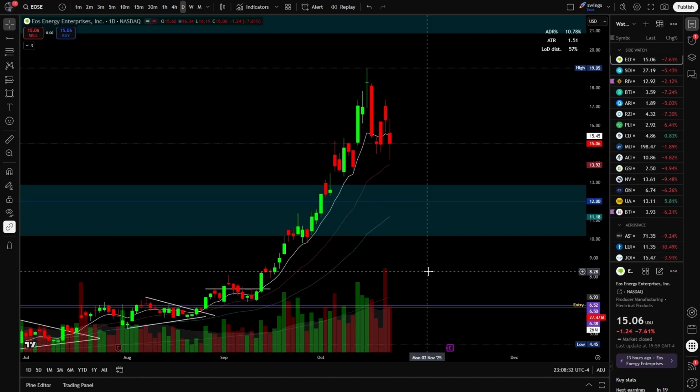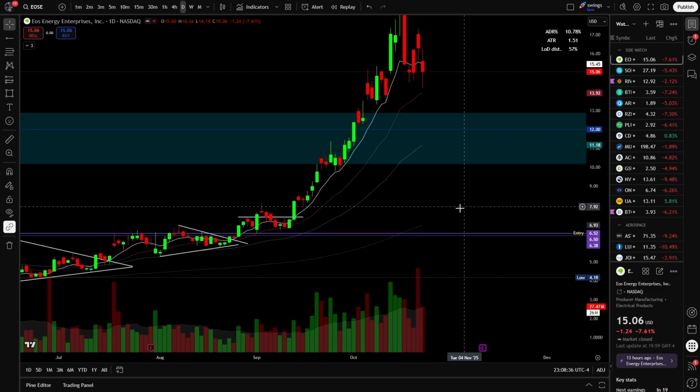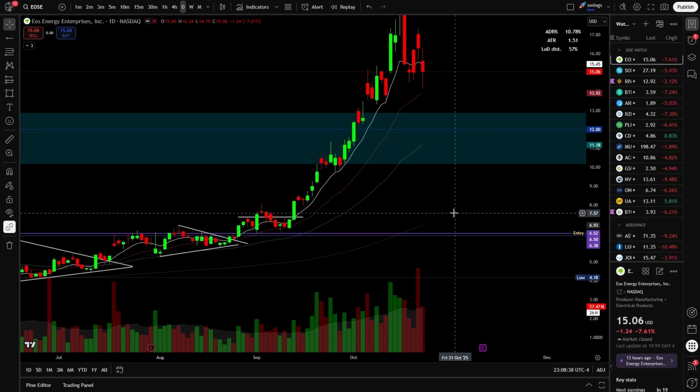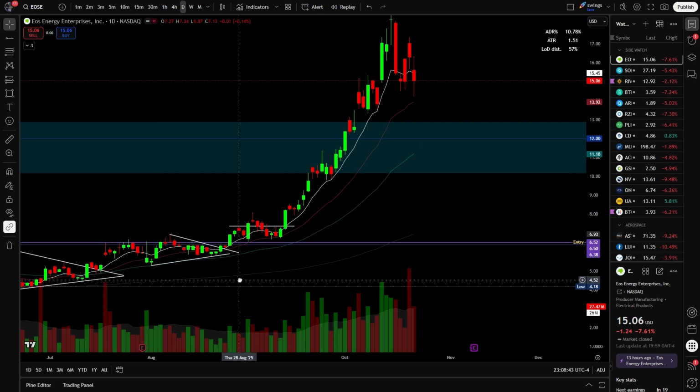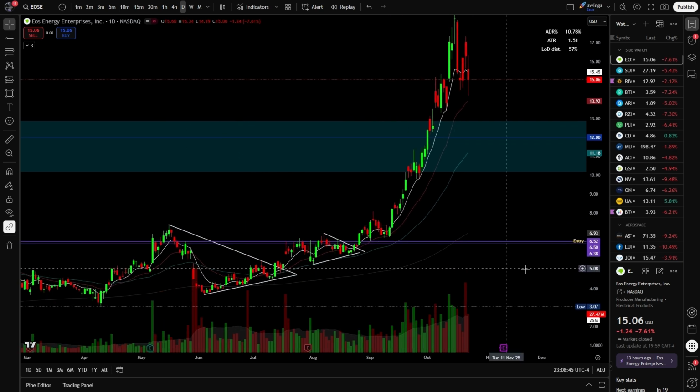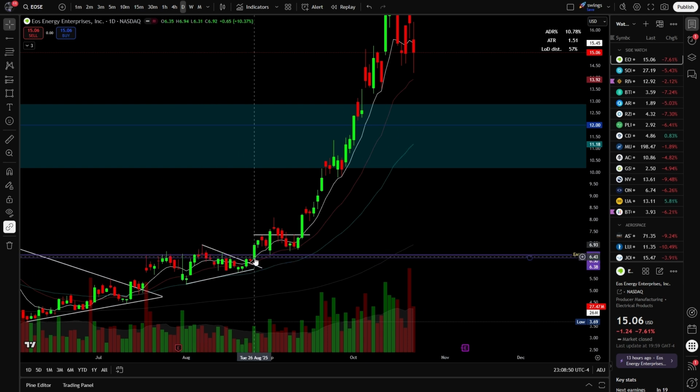Another good example here is going to be EOS Energy. So look at this, guys. I posted about this on my Twitter or my X multiple times. Way down here, okay? Even sub 5, I'm pretty sure I posted about it. But I've been in this in sub 5. Right here, breakout, okay? This could have been an entry right here, first of all.